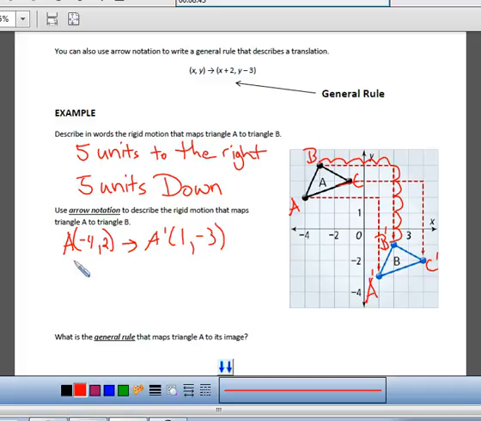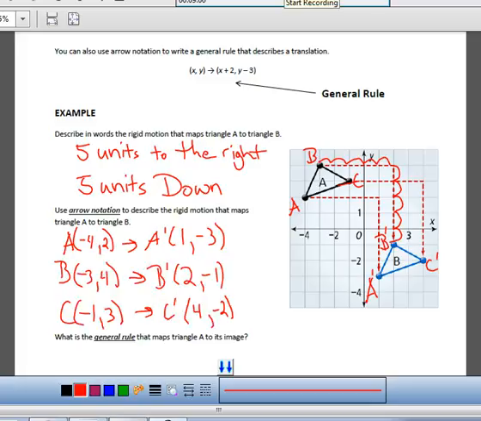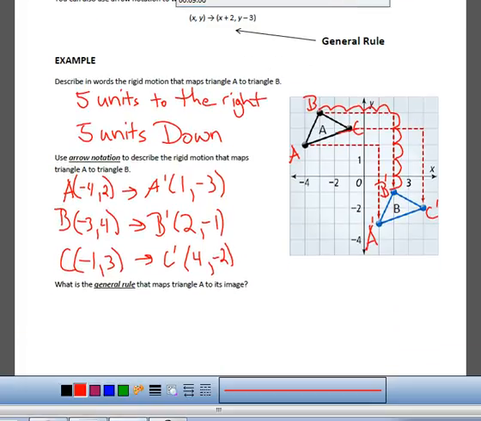Now you can probably do the rest on your own for B to B prime and C to C prime. If you want, pause the video and then you can come back and see. Actually, I'm going to pause making the video. I want you to pause watching the video, then hit play when you're done to see how you did. Okay, welcome back. So if you completed this task correctly, you should see the same points on your paper as you see on the screen.